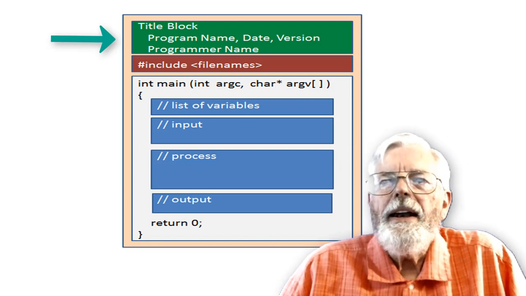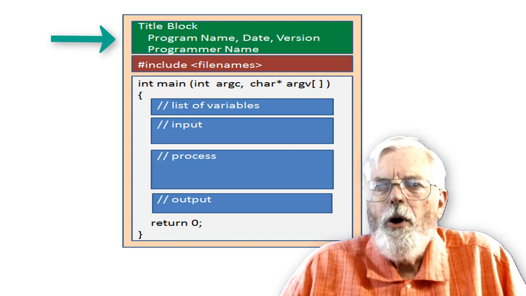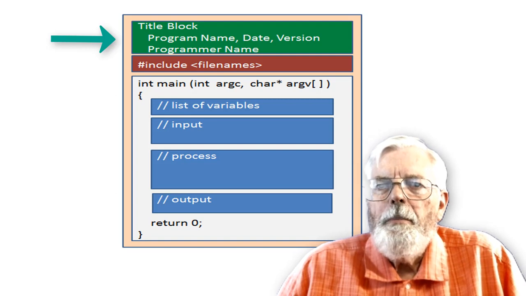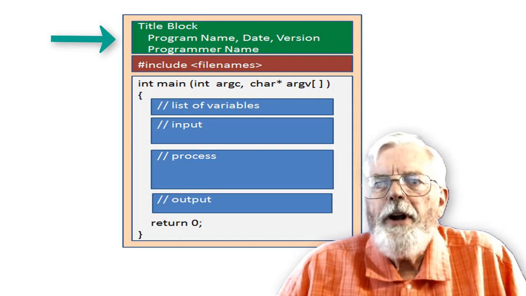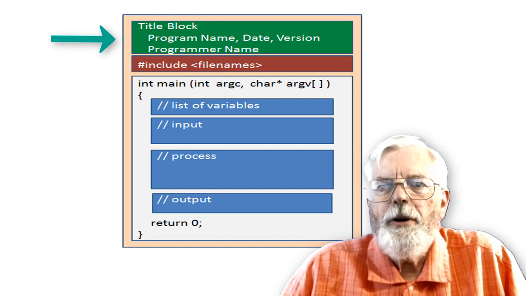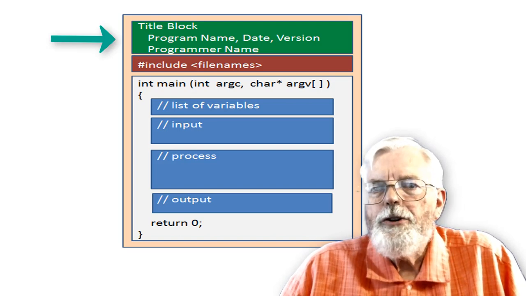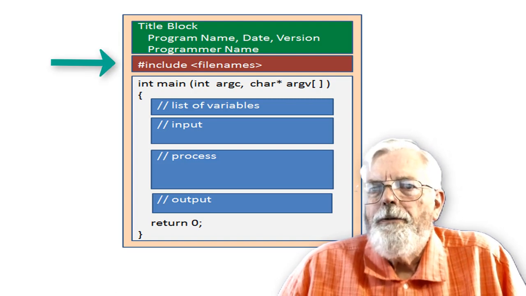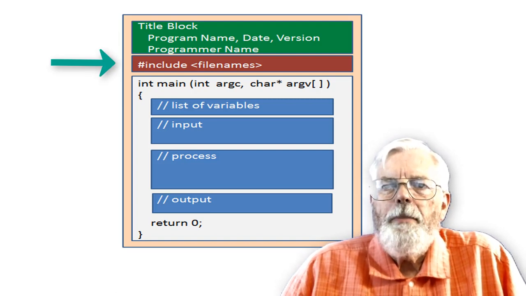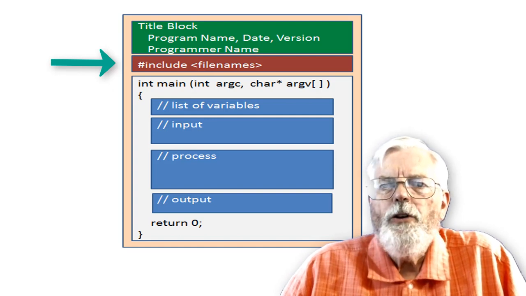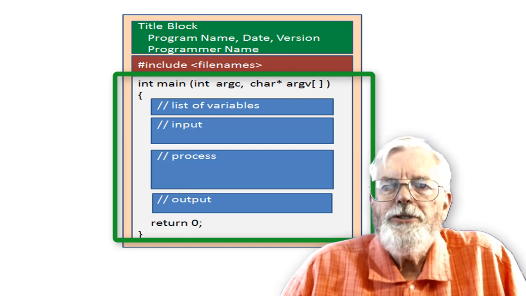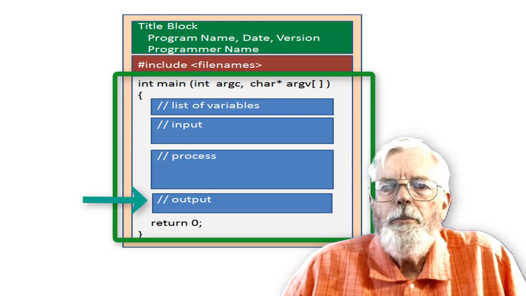You then need to reanalyze or reverse engineer the code instead of just looking at a short description in the title block. Many companies want the programmers to place their name in the file in case anybody has questions about the file. The date and version number also help identify the latest version of the program. The first part of the real code contains the #include statements and any global variables and constants. Next is the main body of the program with its 4 subsections: list of variables, input, process, and output.